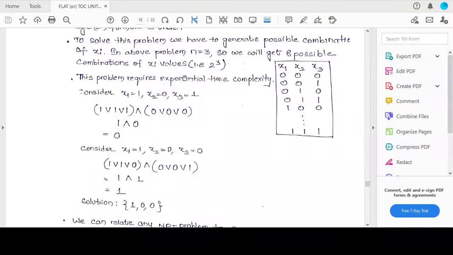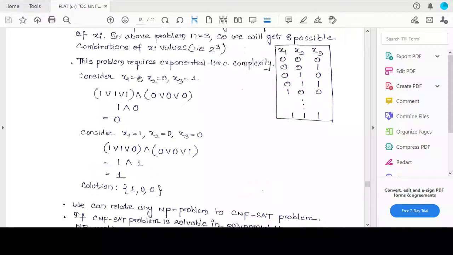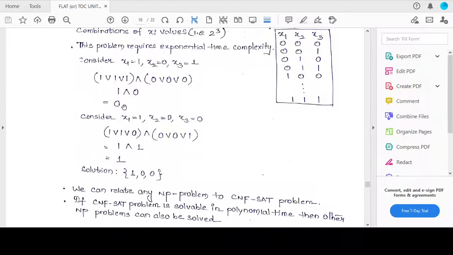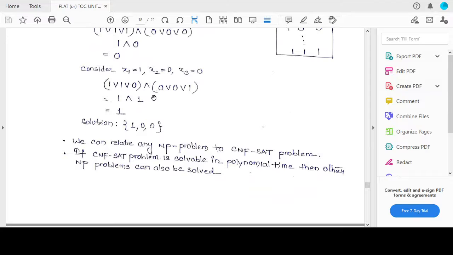So here we have seen why we are considering it as NP hard, because it is having some exponential time complexity. So here I have taken one combination like x1 is equal to 1, x2 is equal to 0, x3 is equal to 1. So by substituting these values in the satisfiability equation, I am getting the answer as 0, that is false. So this combination is not giving the exact result. So that's why I have selected another combination as x1 is equal to 1, x2 is equal to 0, x3 is equal to 0.